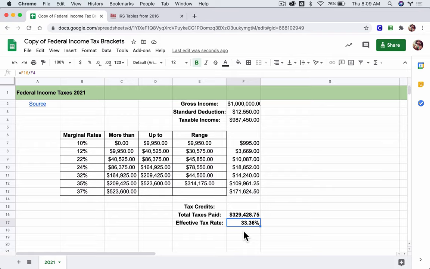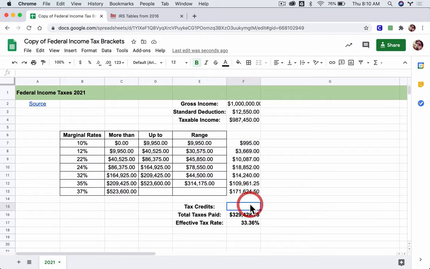Okay, so we've done a couple of checks and it's working. Now, let's do two last things for our checks before we go to the next part of our project. Make sure your total taxes paid has the right formula in it. Even if you're getting the right number, you don't want to forget to include minus F15. That's subtracting your tax credits.